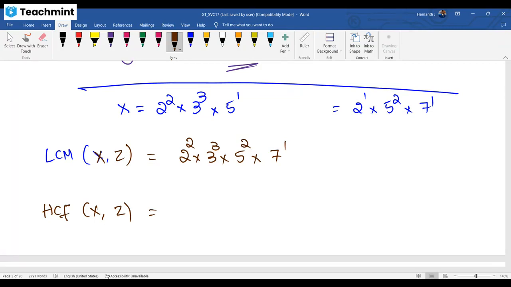Whereas HCF requires prime numbers that exist in both. The prime numbers that exist in both are 2 and 5. Least powers for those: for 2, the least power is 1. For 5, the least power is 1. This is how you have to calculate LCM and HCF.